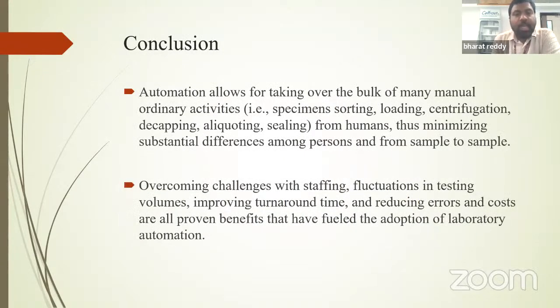So, conclusion: automation allows taking over the bulk of many manual ordinary activities, that is specimen sorting, loading, centrifugation, decapping, aliquoting, and sealing, from humans, thus minimizing substantial differences among persons and from sample to sample. Overcoming challenges with staffing, fluctuations in testing volumes, improving turnaround time, and reducing errors and cost are all proven benefits that have flowed from the adoption of laboratory automation.